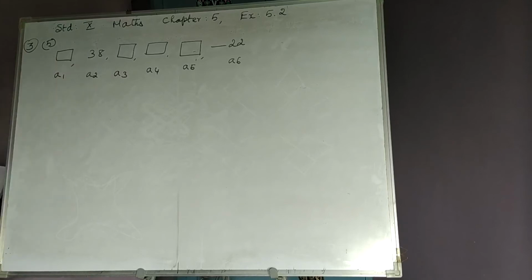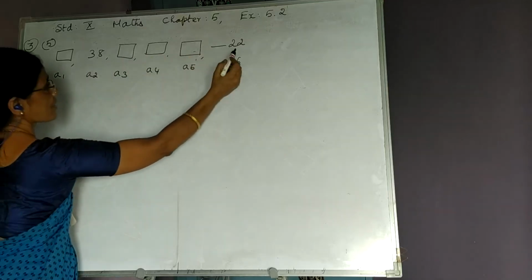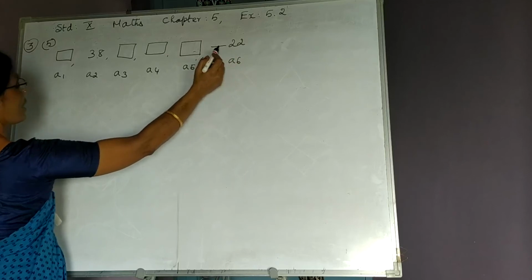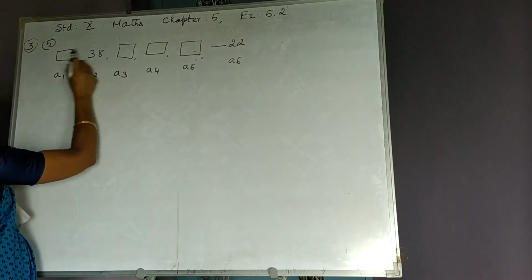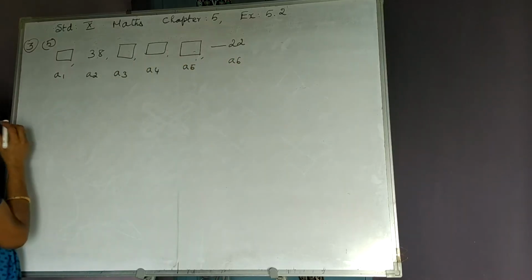This is exercise 5.2, question number 3. The fifth sum is copied on the board. An arithmetic progression is given. Second term and sixth term are given. Using these two, we have to find out the missing terms.